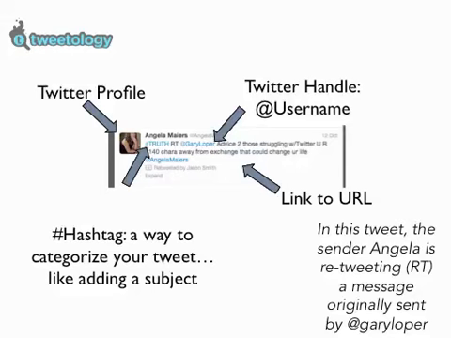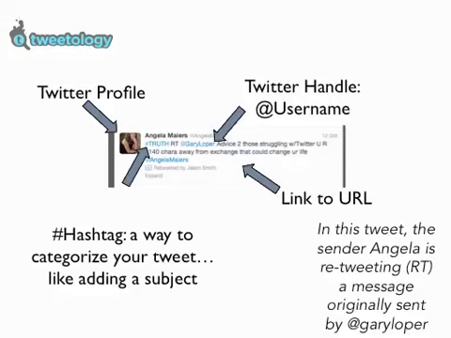So you can see the user names are the @ symbol followed by the name. That's what the Twitter handle is. You can embed into this message links to URLs, and that's just a copy and paste from your browser. And you'll also notice that there is a hashtag in the message. It's the little # followed by a word or two usually. And hashtags are a way that we categorize our tweets. It's essentially like adding a subject.